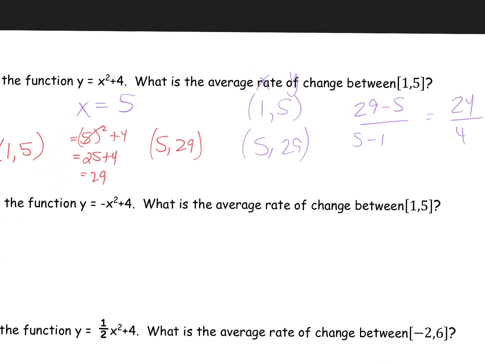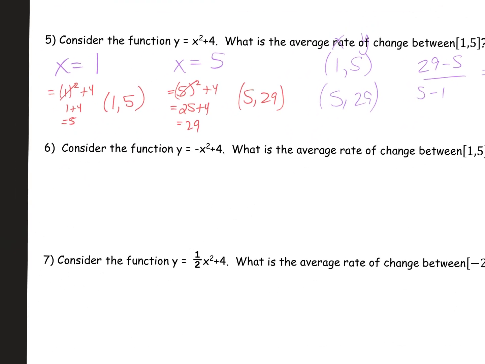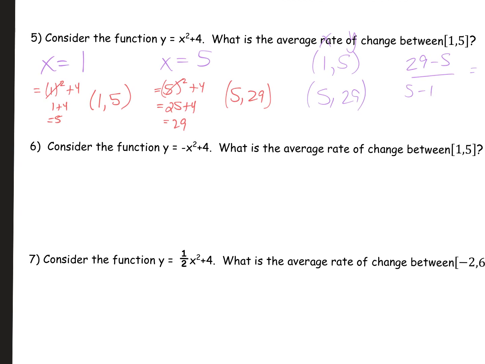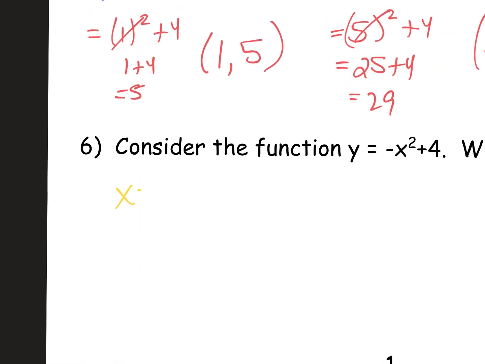All right. Look at this next question. It's exactly the same except for one thing. What is that one thing? There is a negative in front of the x squared. Guys, again, you've got to be careful with signs here. I have two x values. X is 1 and x is 5.